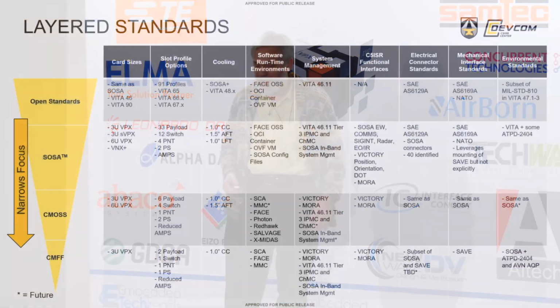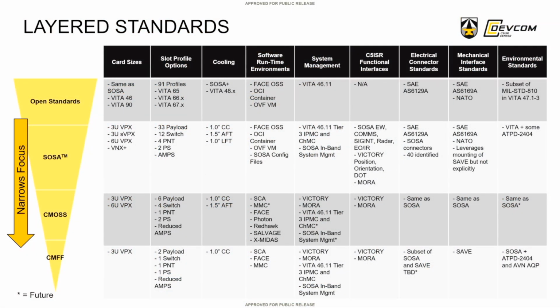There was some showing of layers in the presentations yesterday. Here's another view at layers for standards. If you look at the top of this chart, there are open standards that are done by industry. Over on the left, you've got VITA standards for the cards, plug-in modules that we do. There are some software standards in the middle. 46.11 is a system management standard. And then over on the right, we've got some of the SAE standards and some of the things that are used for chassis level connectors and things.